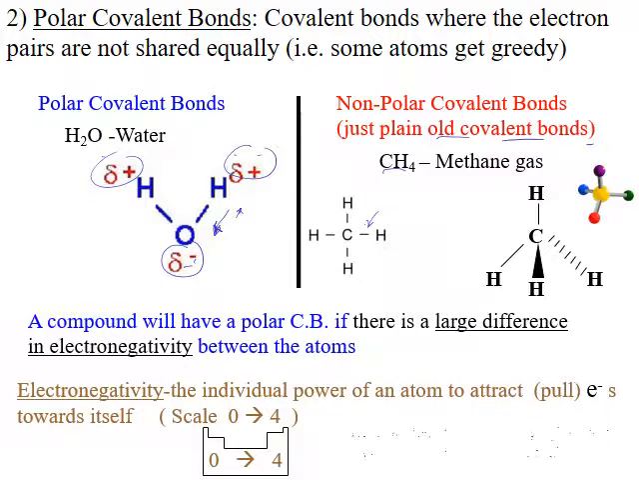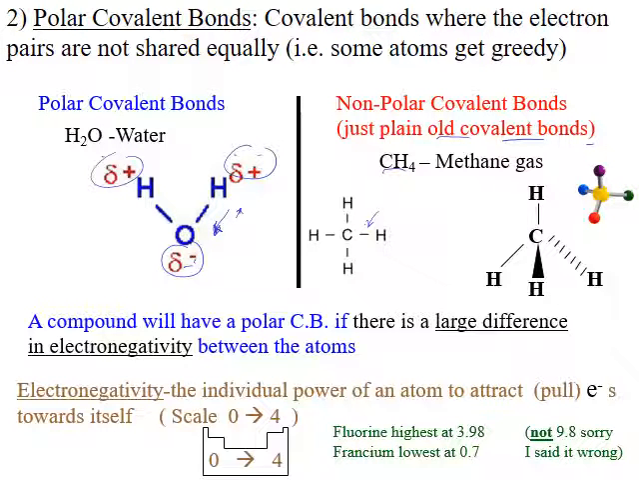The highest one is fluorine at 9.8, and the lowest one is francium at 0.7. Fluorine is over here in the periodic table. Francium is down over in this area here on the periodic table. So a stronger atom trying to covalently bond with a much, much weaker atom will probably be polar covalent. If the atoms have about the same electronegativity, they probably won't be. They'll probably just be regular covalently bonded.